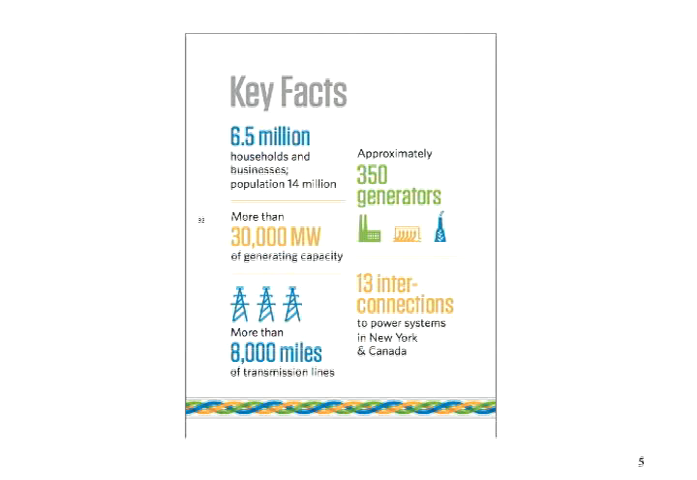Okay, so here are some key facts from one of the ISO websites. 6.5 million households, 14 million people, 30,000 megawatts of generating capacity, 8,000 miles of transmission lines. Dave Lamont was kind of concerned with me putting this 350 generators up. He wanted me to point out that only generators of above about 5 megawatts are counted. So if you've got a rooftop system, it's not in that. There's actually a lot more generators. And 13 interconnections to power systems in other states.